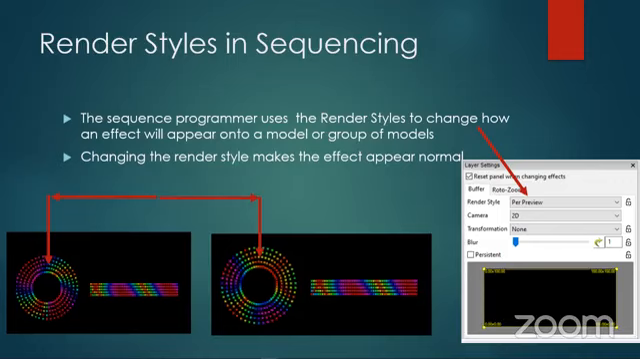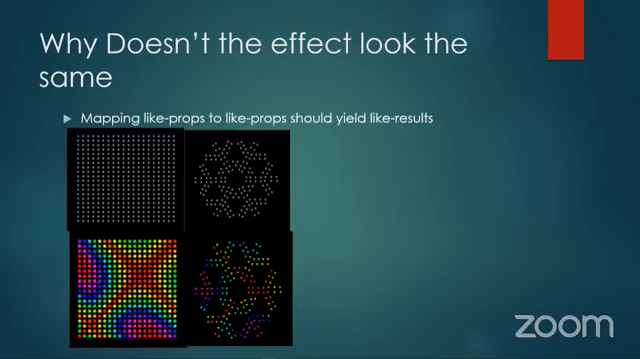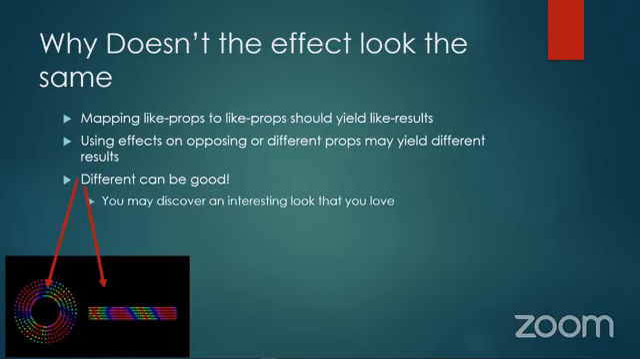Seeing those two, xLights is rendering it the best it can on the model it has been given. So keep that in mind. There are always going to be slight differences, but it will try to render in the best manner possible. So what we'll do is get into this. Mapping like props to like props should yield those kinds of results. Now, we've already explained this a little bit, but using effects on opposing or different props will yield different results. And different can be good.